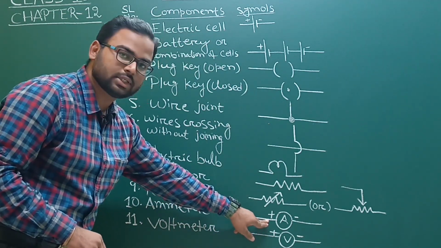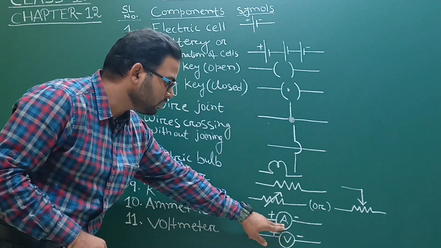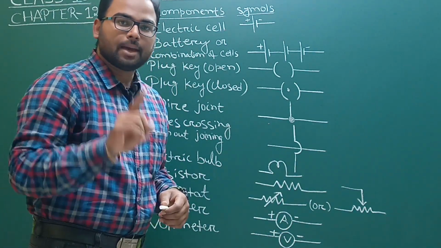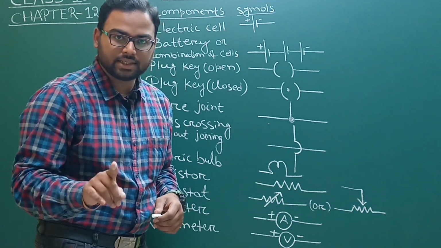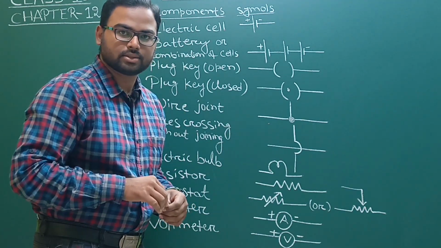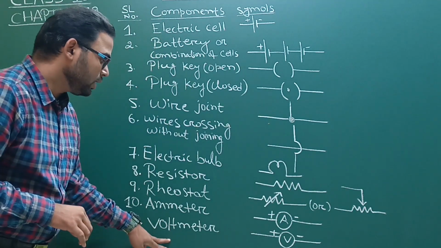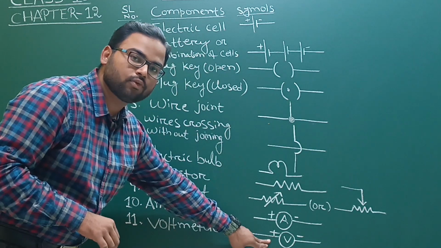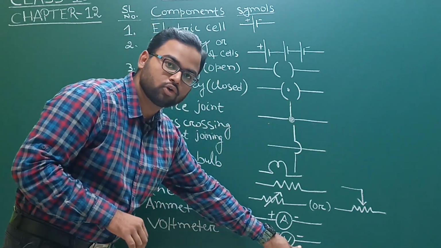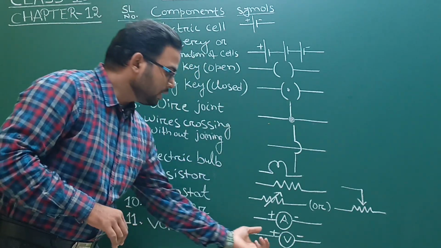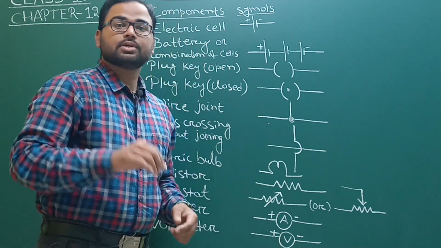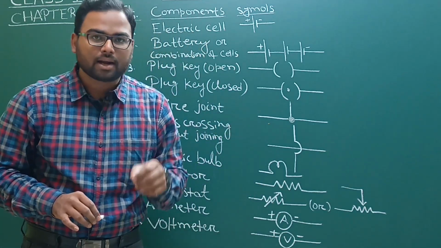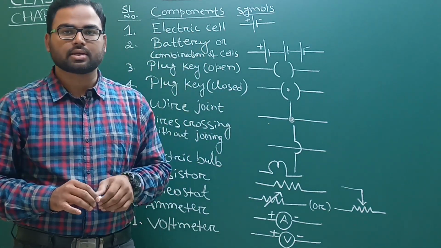This is the positive terminal, this is the negative terminal, and here the ammeter is connected. In the previous class we discussed that the ammeter is connected in series with the main circuit. Okay. Then the voltmeter is represented by this symbol. This is the positive terminal of the voltmeter, this is the negative terminal of the voltmeter, and the voltmeter is connected in this circuit. And in the previous class we discussed that the voltmeter is connected in parallel with the main circuit.